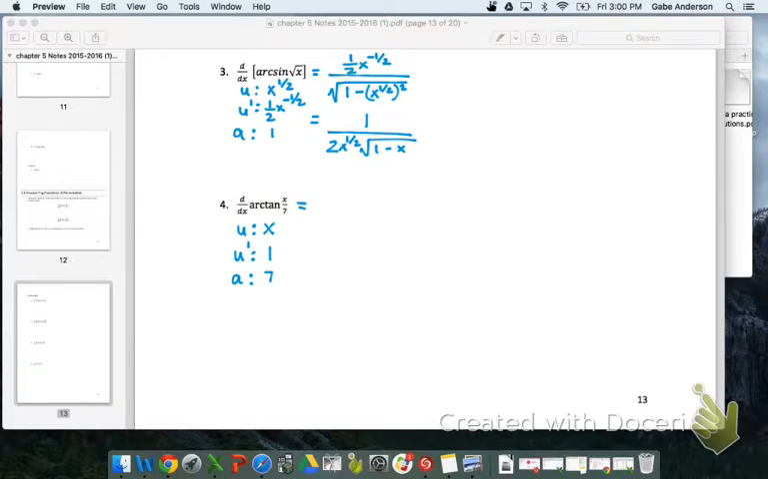So, using the formula from earlier and that information, the derivative of arctangent of x over 7 is u prime, which is 1, times a, which is 7, over a squared, which would be 7 squared, or 49, plus u squared, which would be x squared, for a final answer of 7 over 49 plus x squared.